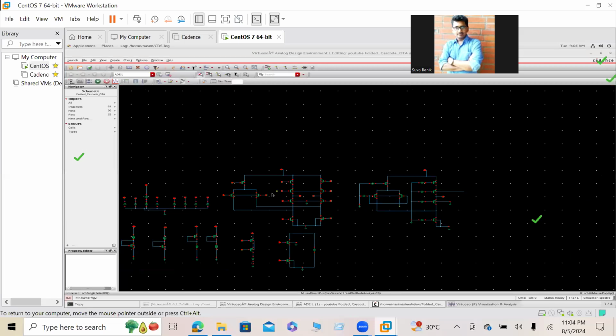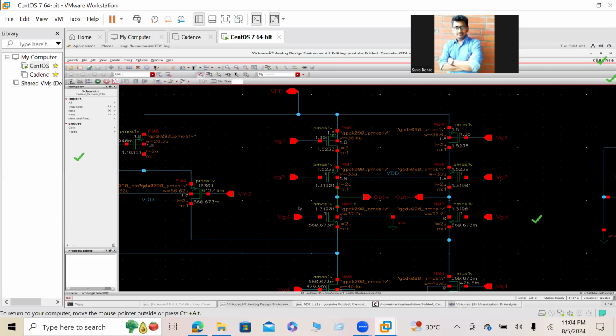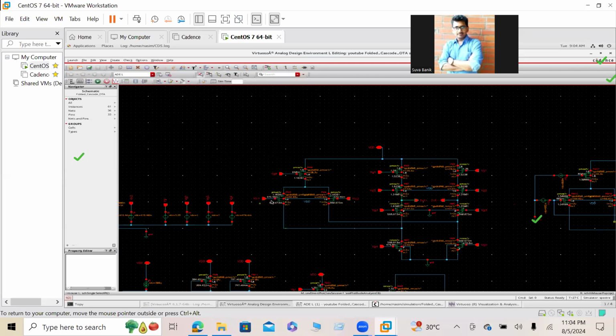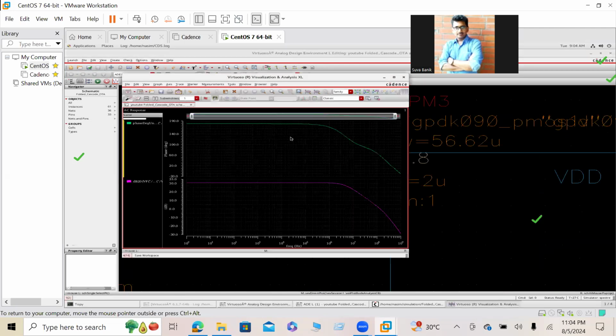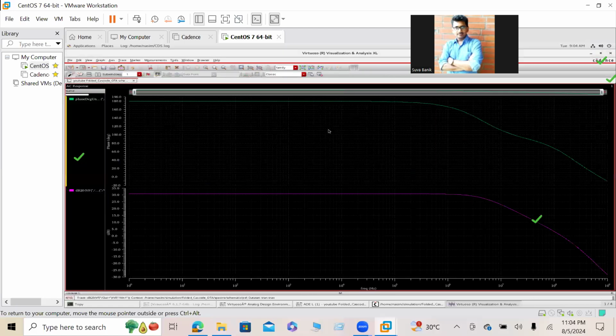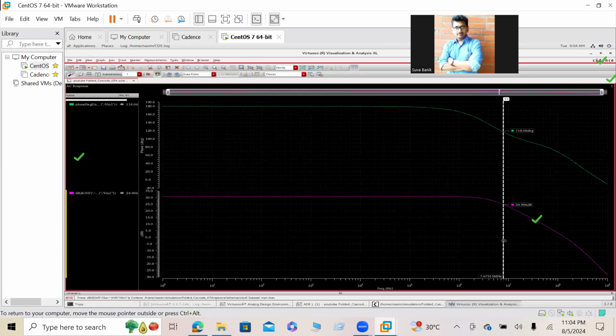Let's see gain and phase. Okay, it's 30 dB, but I don't know what changed here. Initially, when I designed the circuit, the gain was 46 dB. Okay, so let's check the other parameters from here. What is my 3 dB gain? My gain is 30. So 30 minus 3 is 27.